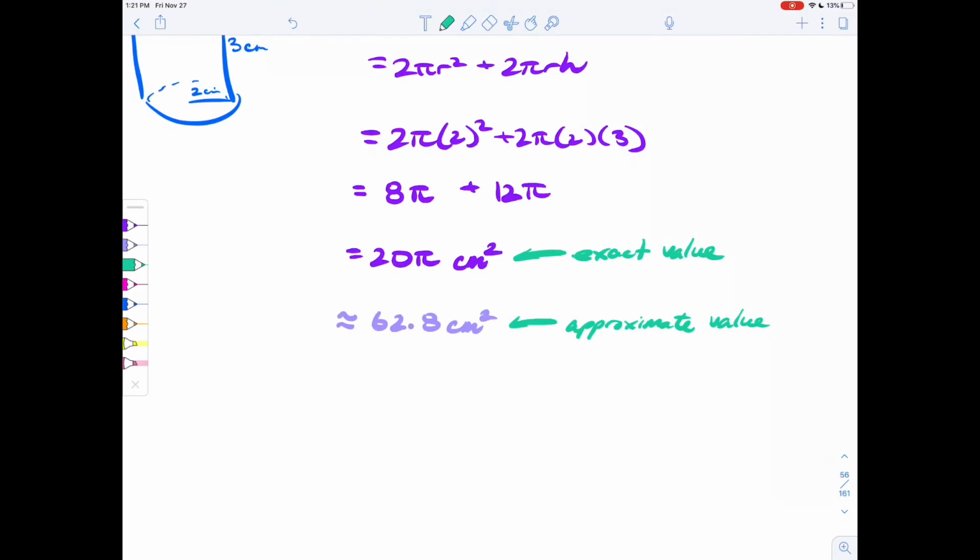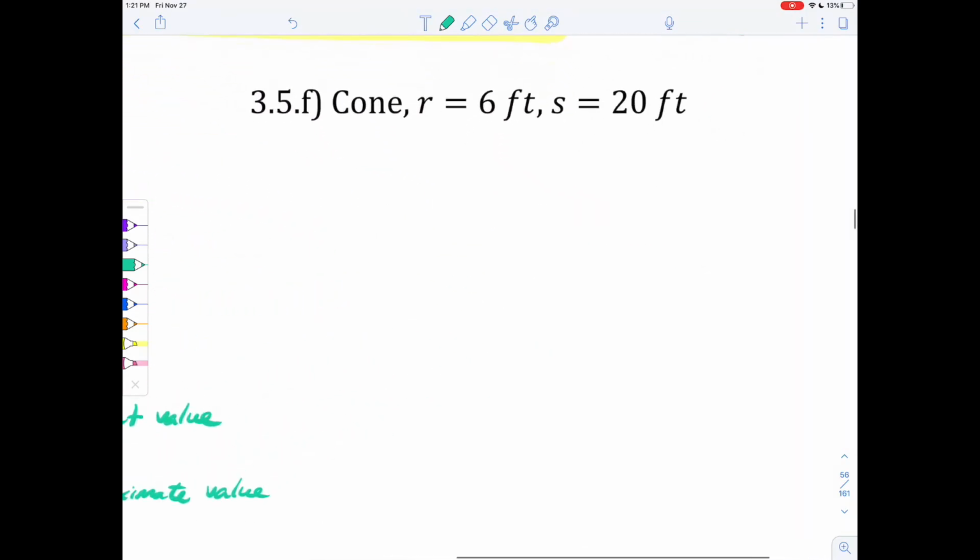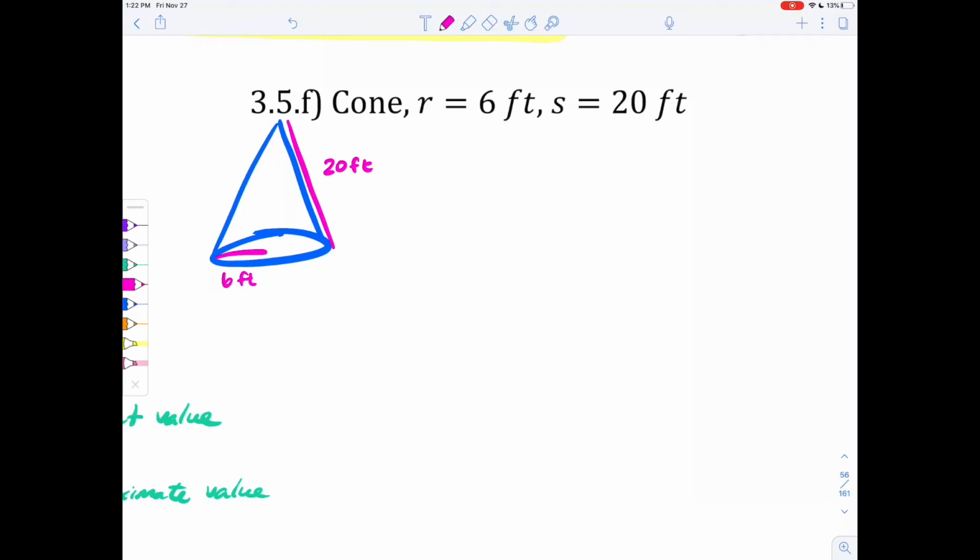All right, taking a look at this next one here, we have a cone. With our cone here, I'm going to draw it out. I know that my radius is 6 feet, and my slant height is 20 feet. I'm trying to find the surface area, and I know my surface area is the area of one base plus my perimeter of the base times slant height over 2. As I'm plugging that in, I know my base is a circle, so I'm going to use pi r squared. My perimeter of the base, which is still a circle, is 2 pi r times s, and I still have over 2.